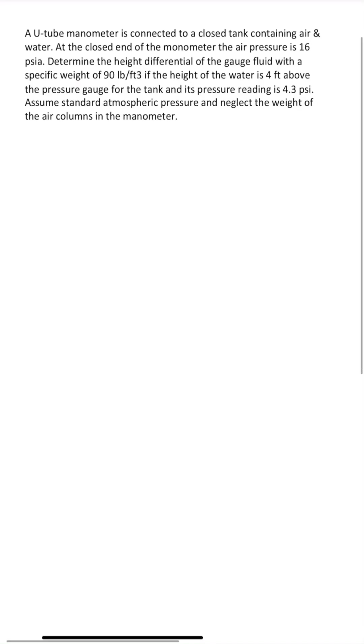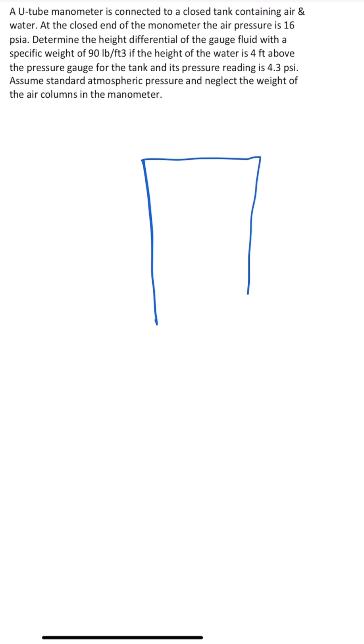Hello, and in this video today we're going to be looking at hydrostatic pressure and a manometer. So for this problem it says a U-tube manometer is connected to a closed tank containing air and water. So first we're going to draw our picture. So we have our tank with some amount of water and air, and it's connected to a U-tube manometer.